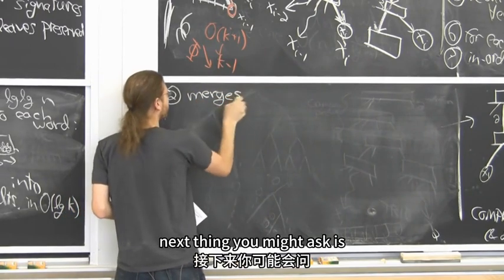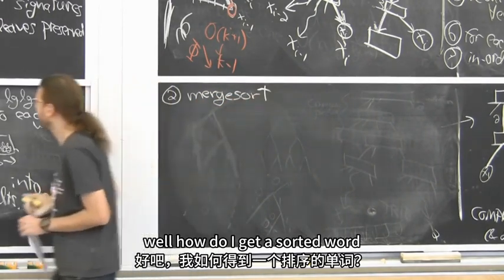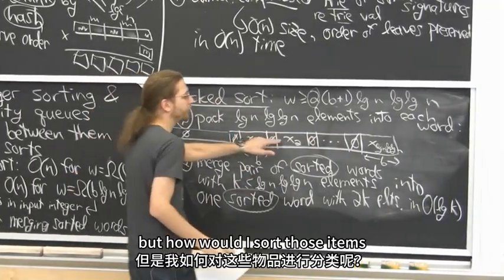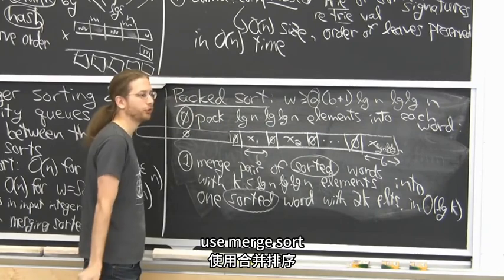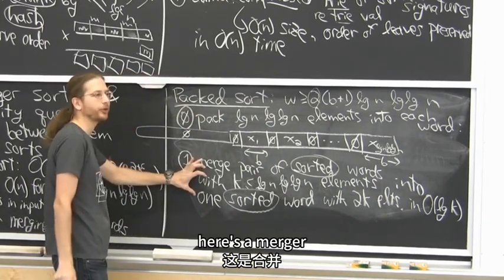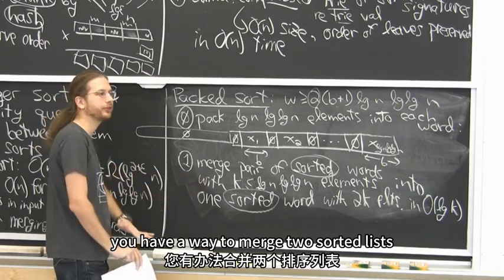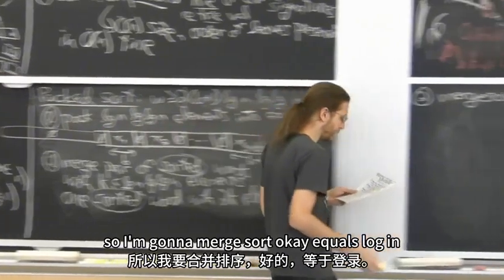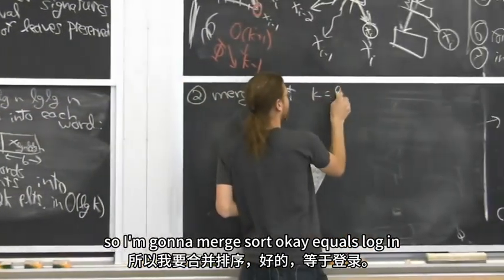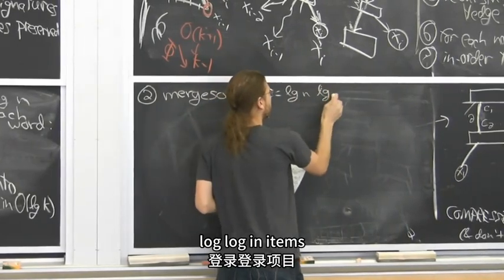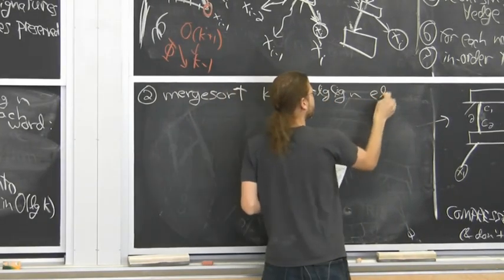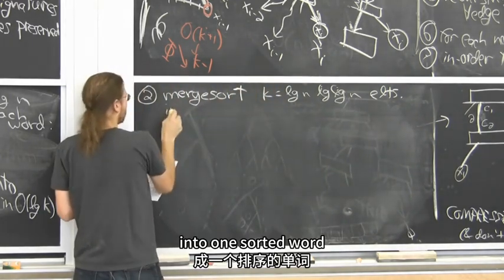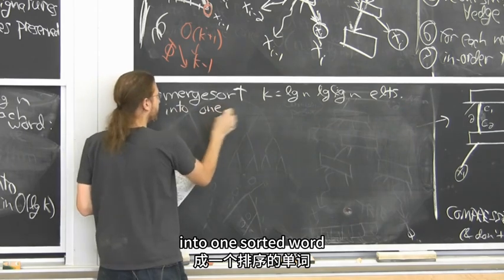Next thing you might ask is, well, how do I get a sorted word? I see how to get a single word that has log n items, but how would I sort those items? Use merge sort. Here's a merger. You have a way to merge two sorted lists, so use merge sort. That will give you a way to sort the whole thing. So I'm going to merge sort k equals log n items into one sorted word.